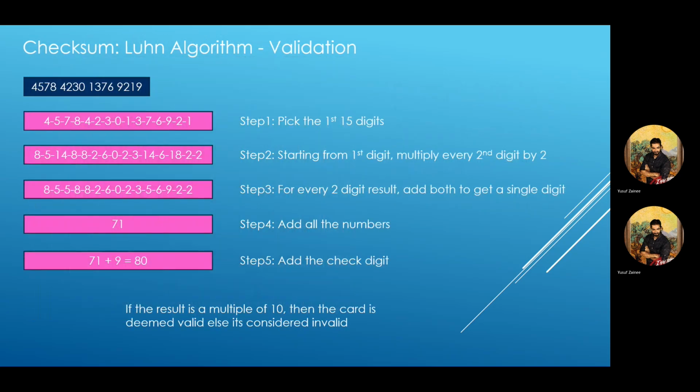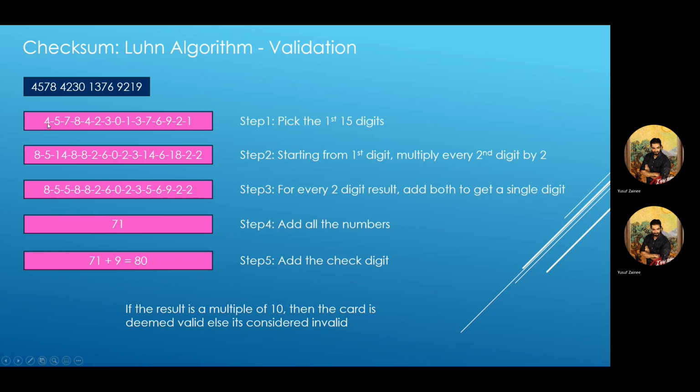Okay, so for simplicity, I have taken this example of a card with the number 4578 blah blah blah blah till 9219. The first step is to pick the first 15 digits of the card, so let's exclude the number 9. You can see all the digits of the card placed here on the left hand side, starting from 457 till 921. In the second step, we start from the first digit and skip each alternate digit, multiplying the others by 2. I'll explain what this means.